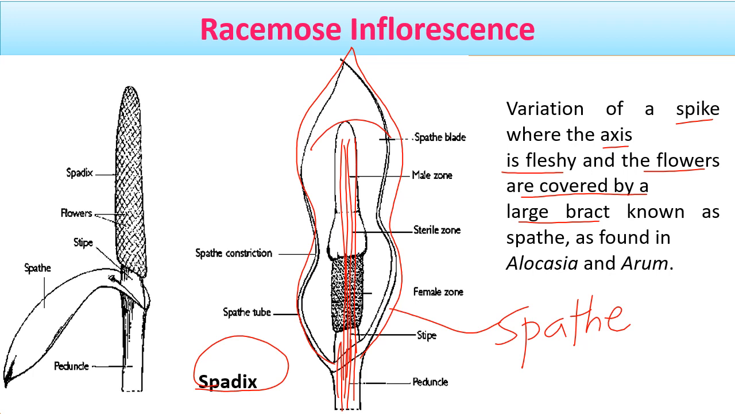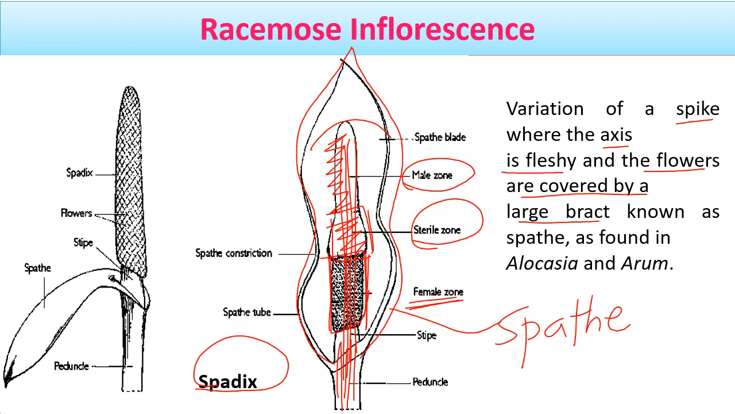Now what difference is there? If you look here, this part is where female flowers are present. In the middle part, sterile flowers are there, and the upper part includes male flowers. So three different types of flowers are included in this inflorescence, that is to be noted.